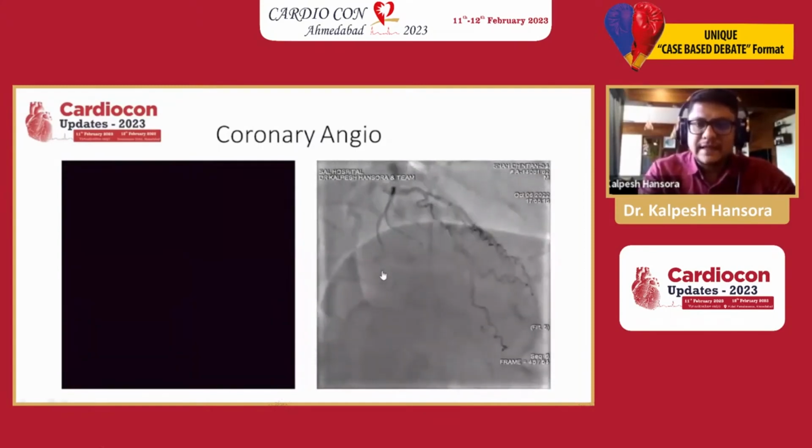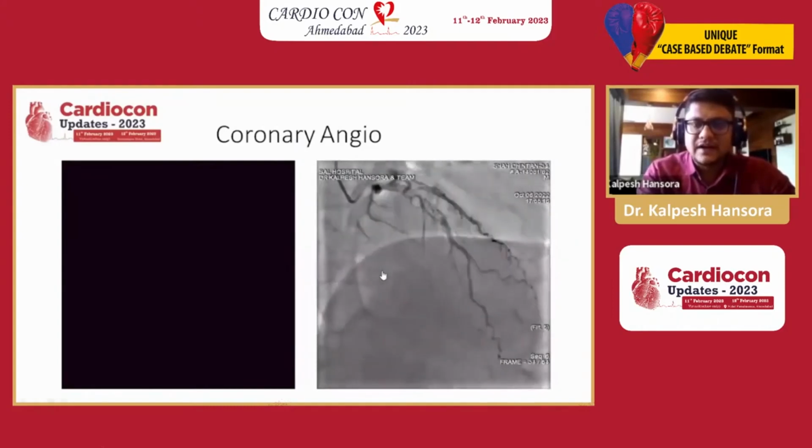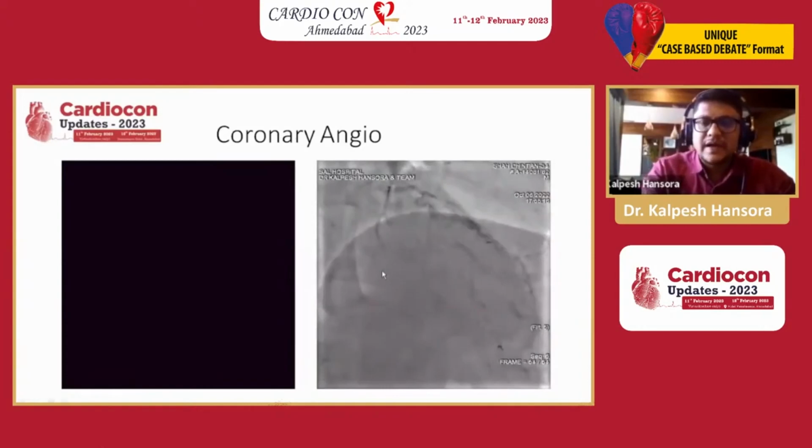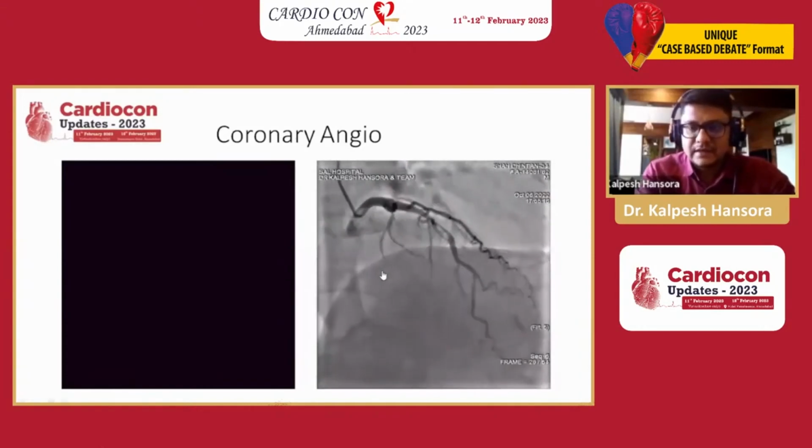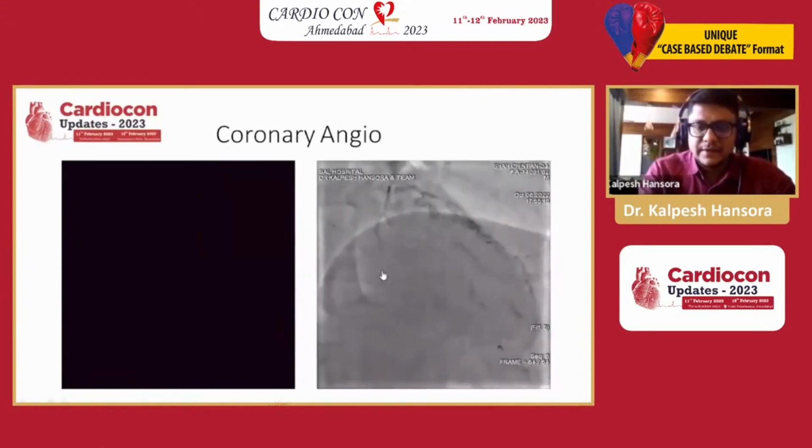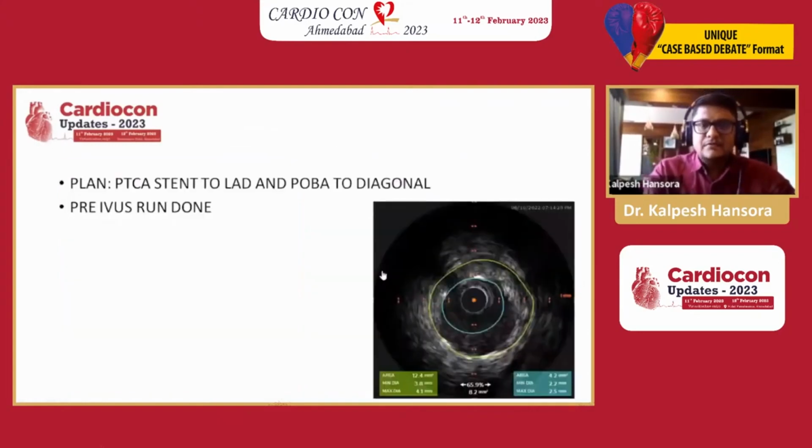So we thought this was a case of simple angioplasty because the diagonal origin is far from the lesion. So we have not considered it a bifurcation lesion. We took him for PTCA with stent to the LAD and balloon dilatation to the diagonal. If needed, we'll do provisional stenting. This was the pre-angiogram we did.